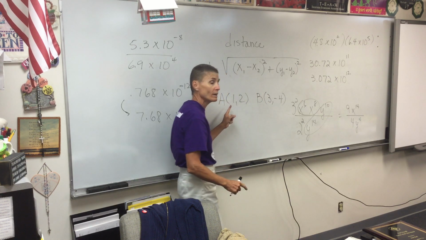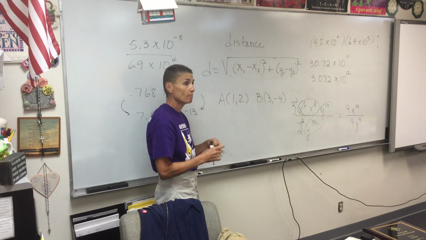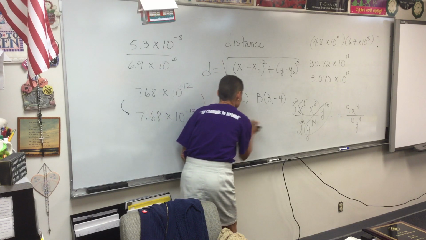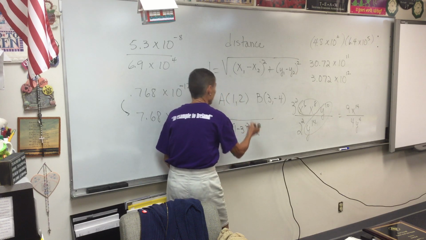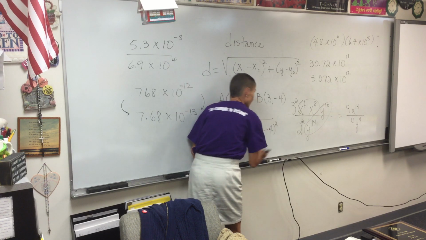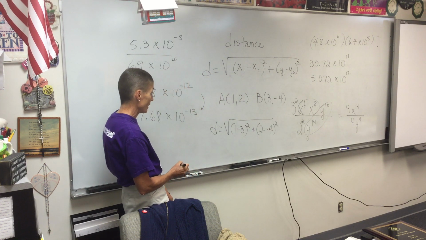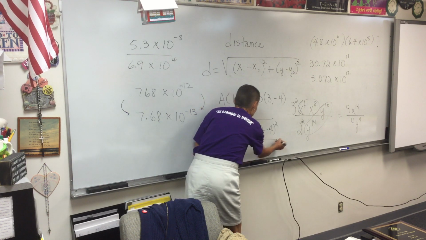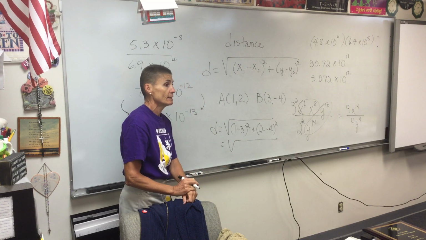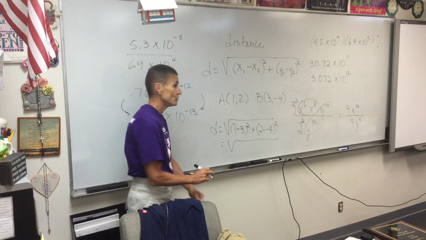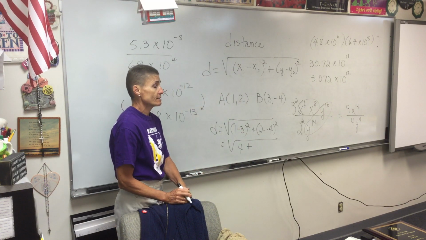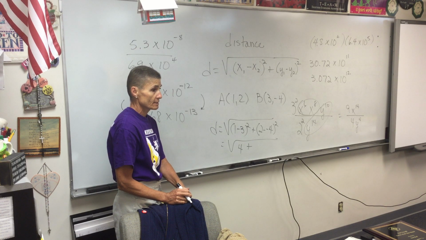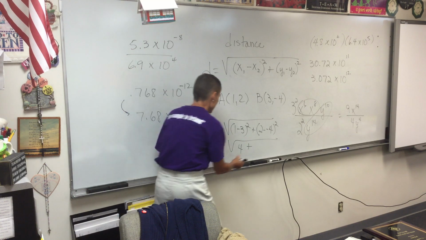I'm not worried about which one's X1 and which one's X2. It's not important. I'm going to subtract my X's, so I'll have 1 minus 3. I'll subtract my Y's, 2 minus negative 4. I square those and add them up. So what have I got? 1 minus 3 is? Negative 2 squared is 4. 2 minus negative 4, 6. 6 squared is 36.